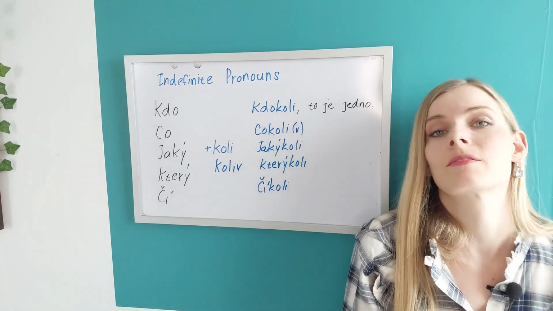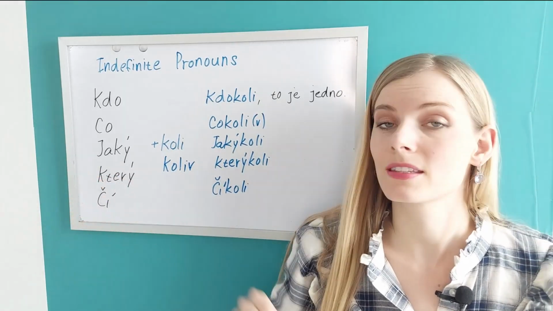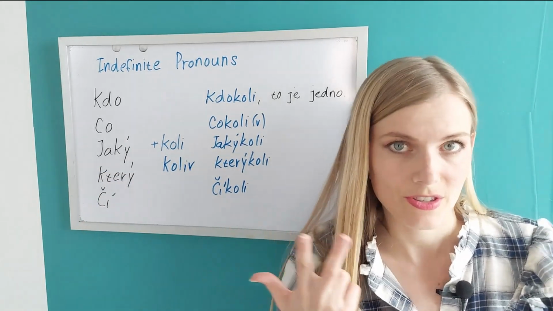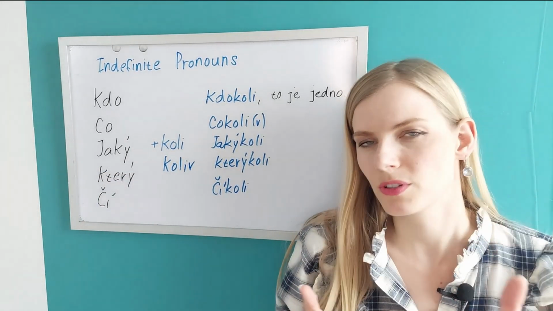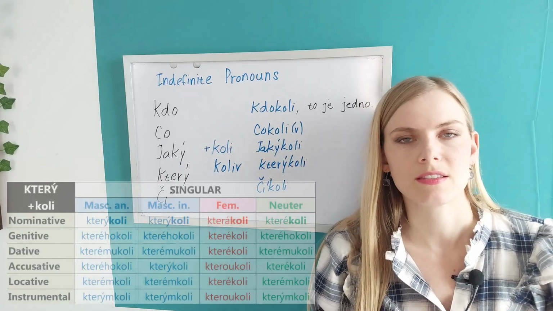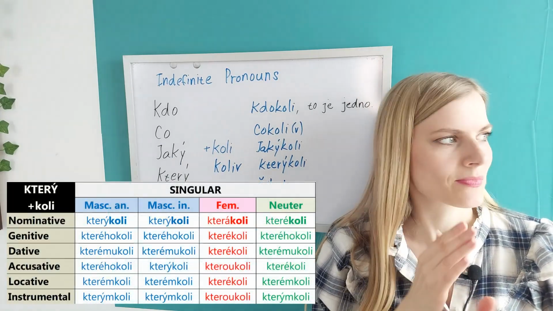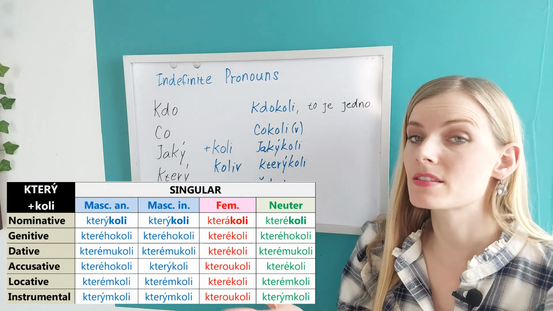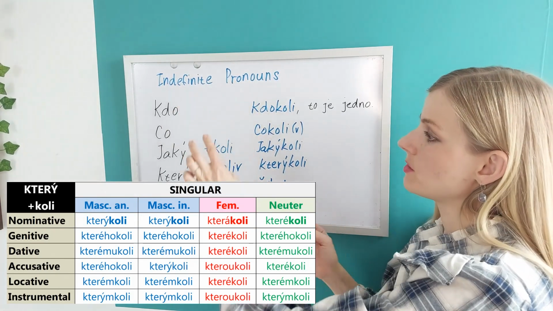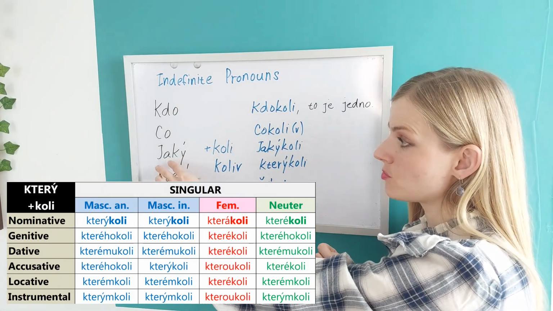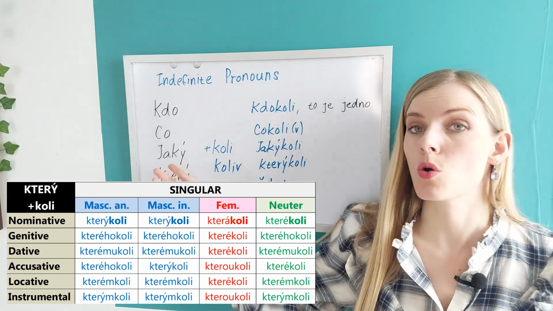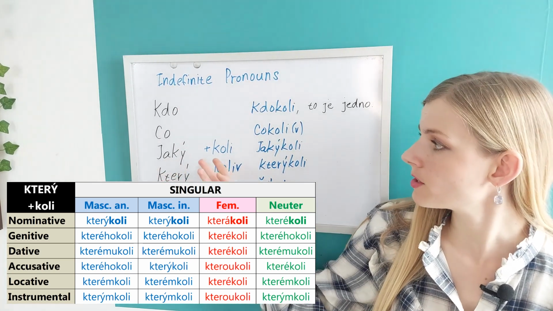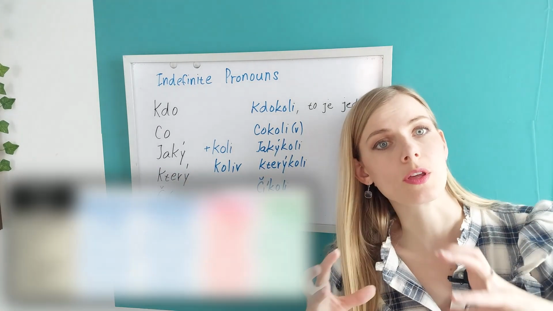And the pronouns jaký and který have 3 genders. They have singular and plural number and 7 cases. So the good thing is, if you want to use this indefinite pronoun, you take this specific form, for example, jakou skleničku, and then you add koli, jakou koli.